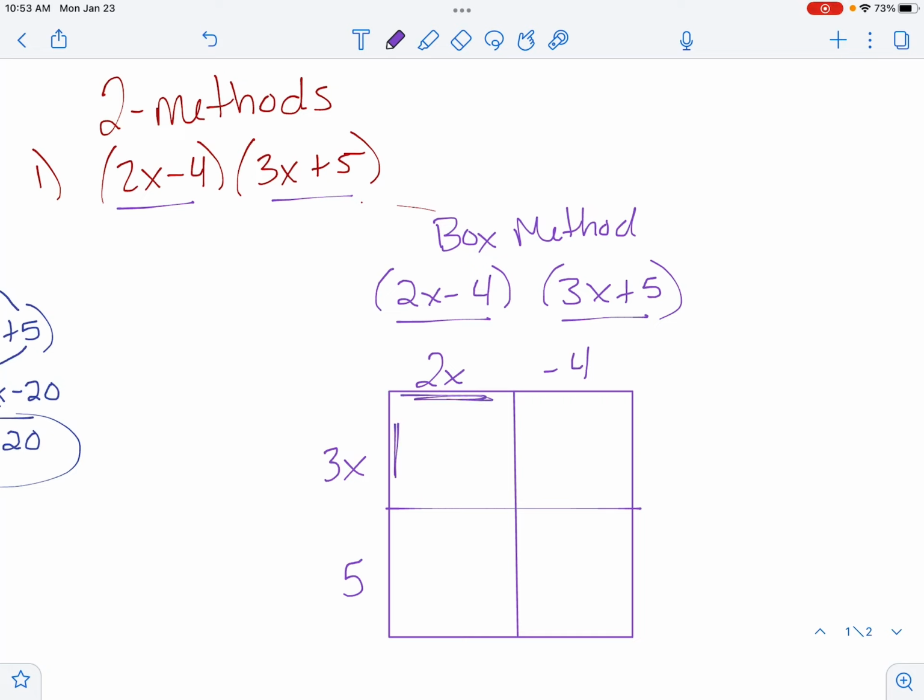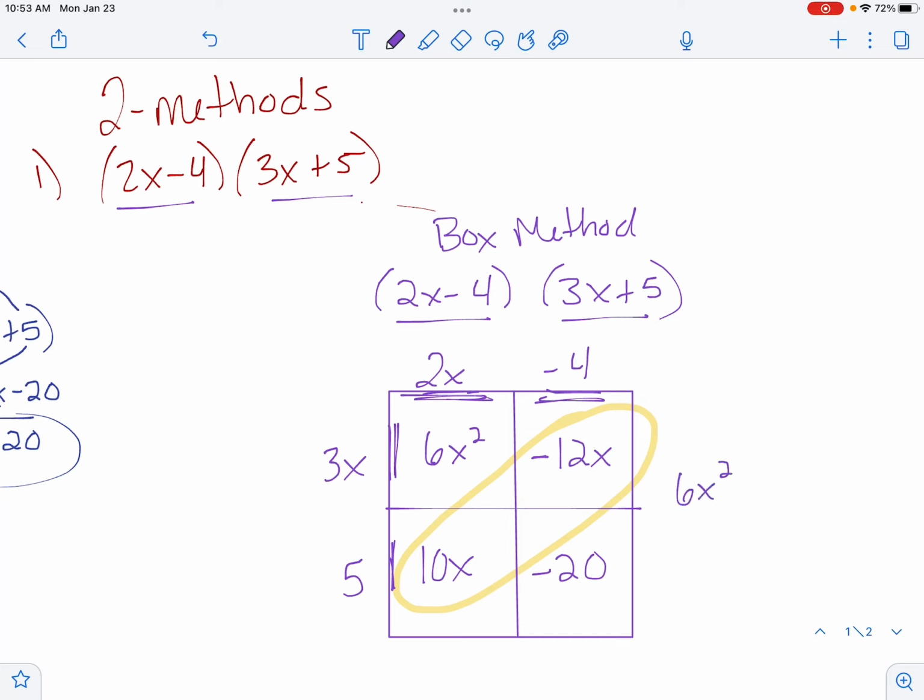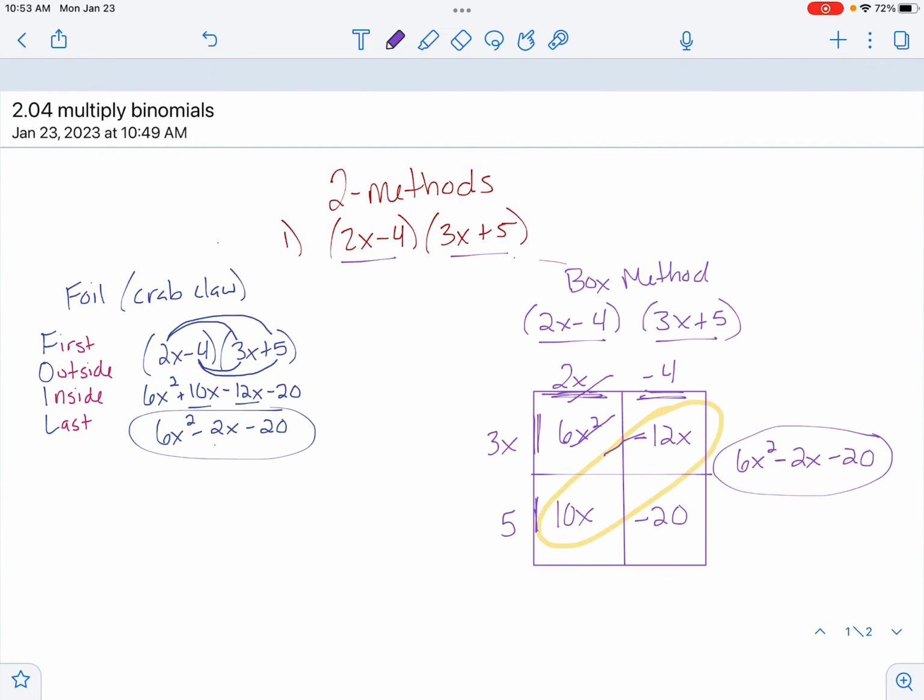So for the first box we have 2x times 3x, which is 6x squared. The next box I have negative 4 times 3x, which is minus 12x. The next one I have 2x times 5, which is 10x. And then the last one I have 5 times negative 4, which is negative 20. Now if you notice with box method, our diagonal are the like terms. So I'm going to bring that 6x squared over. I'm going to combine my diagonal, so 10 minus 12 would be minus 2x, and then bring over my minus 20. And you got the exact same thing that we got with the other one.